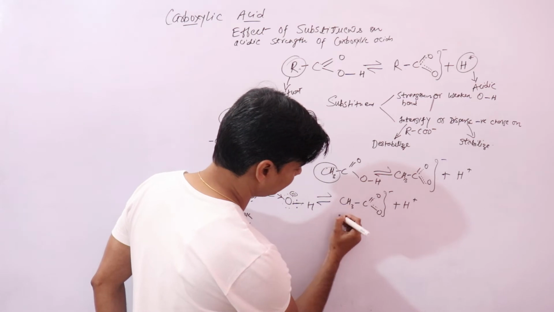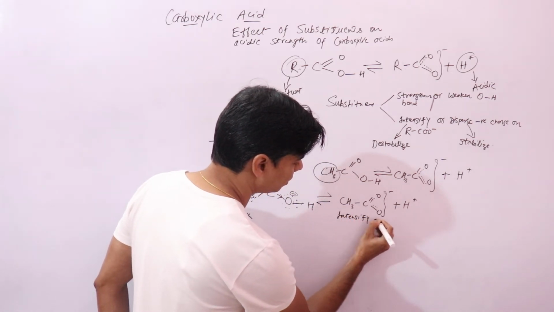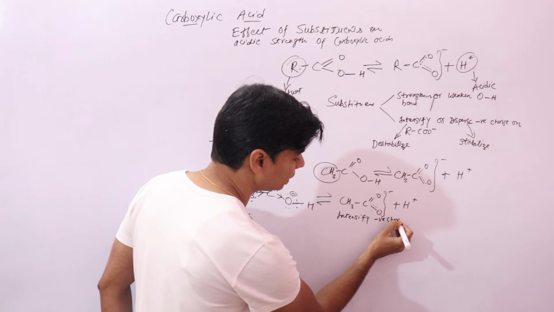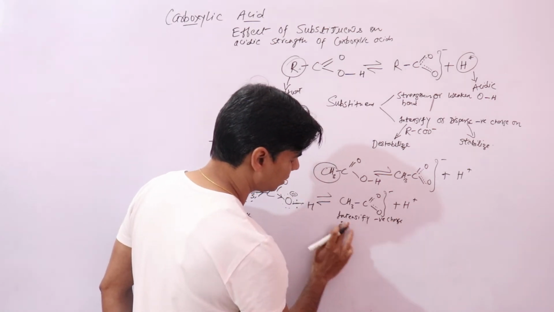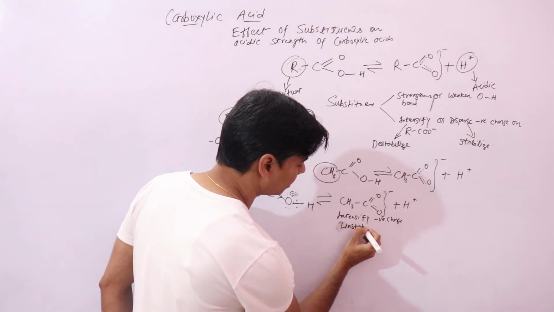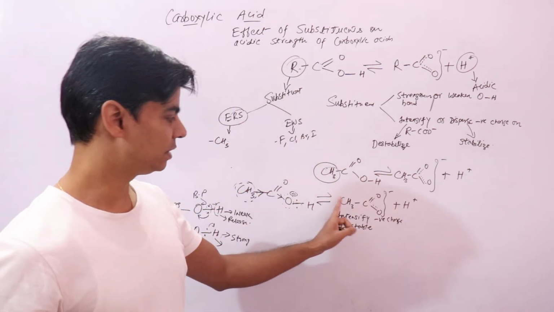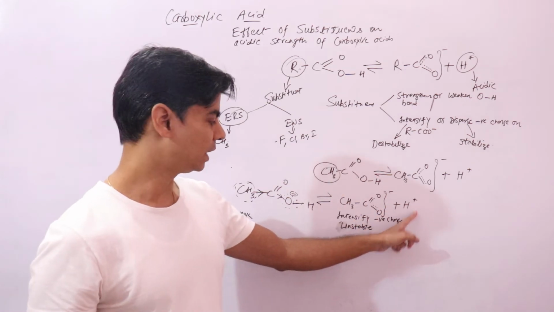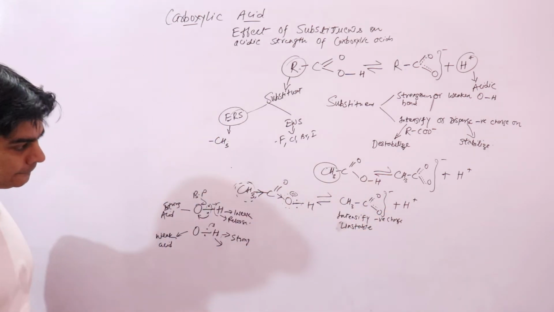So here this methyl group will intensify negative charge, or increase the negative charge, right, and will make this acetate ion unstable, right? This is your unstable ion, so it will immediately react with hydrogen ions to give you the reverse reaction. I hope this is clear.